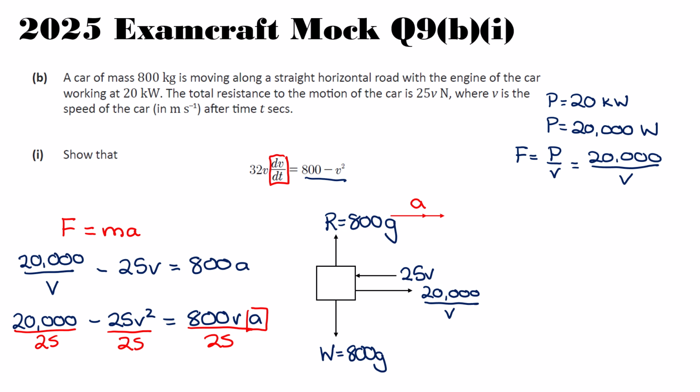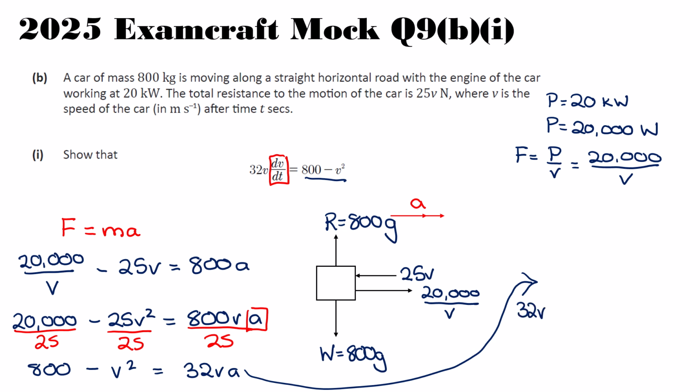And that gives us 800 minus V squared equals 32VA. And we are nearly there. Our last step then is to simply change our A to dV dt. And that's 800 minus v squared, which is exactly what we want.